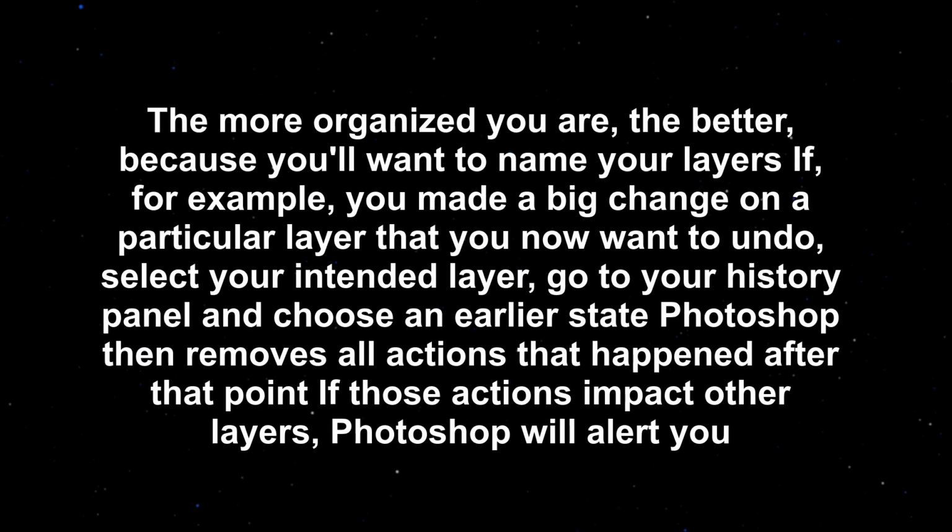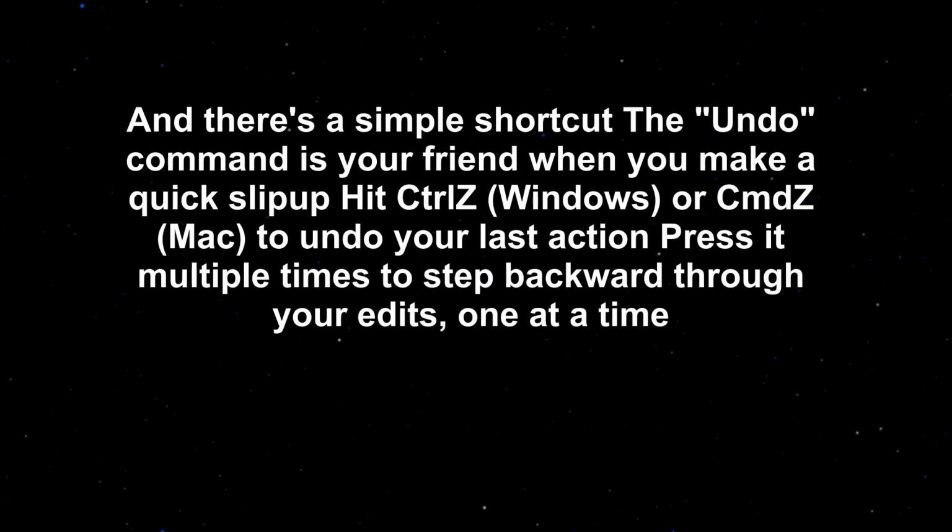If, for example, you made a big change on a particular layer that you now want to undo, select your intended layer, go to your History panel and choose an earlier state. Photoshop then removes all actions that happened after that point. If those actions impact other layers, Photoshop will alert you. And there's a simple shortcut.